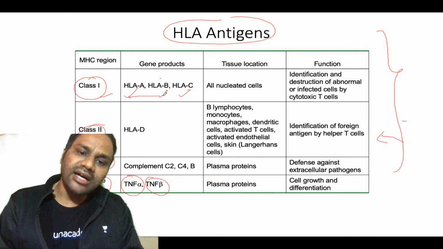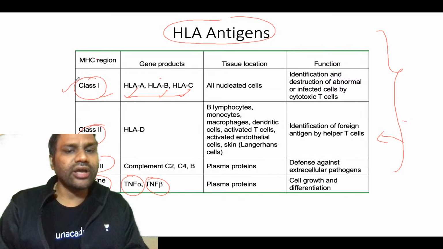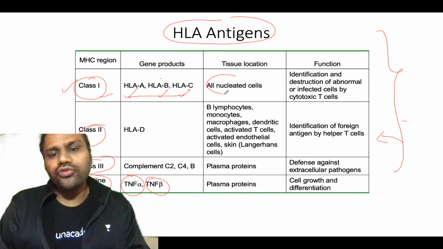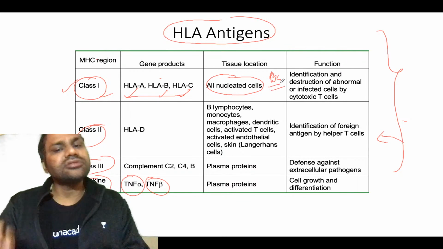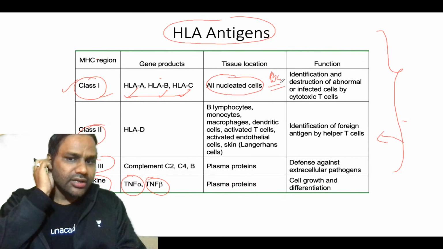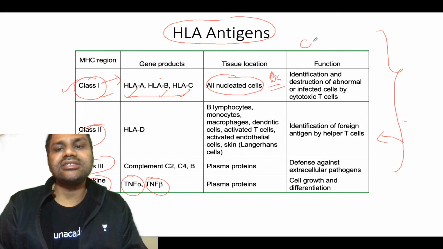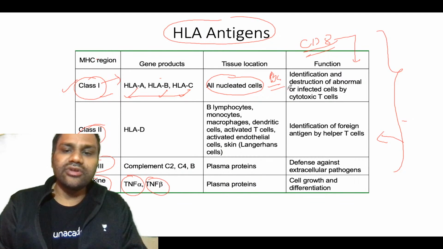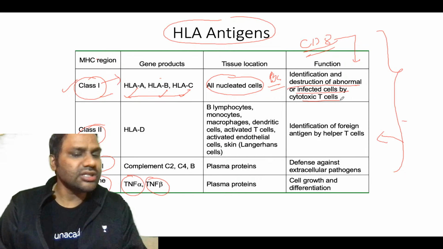The next question asked is where MHC is located. Class 1 is located on all nucleated cells except RBC; RBCs do not have it. So this becomes another MCQ. HLA class 1 is recognized by CD8, and CD8 is cytotoxic, so it is responsible for destruction of abnormal or infected cells by cytotoxic T cells.